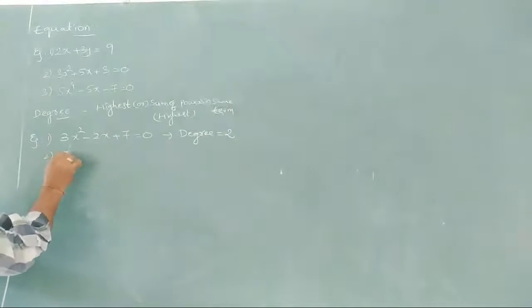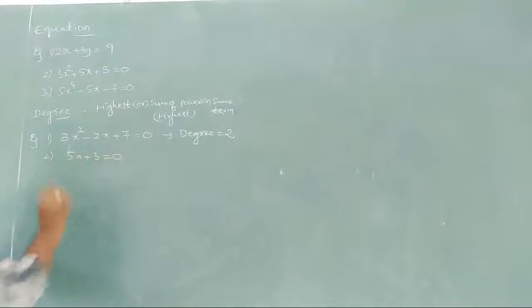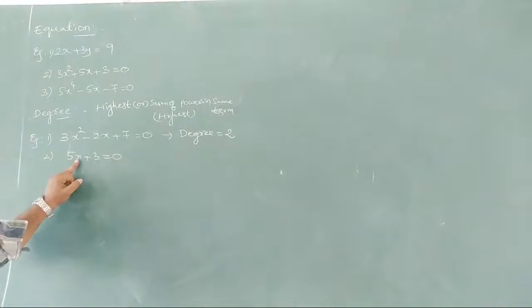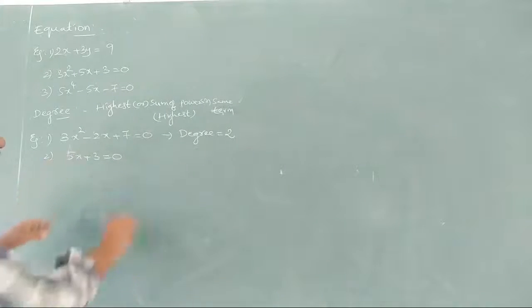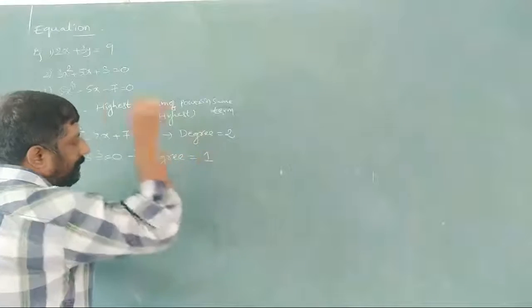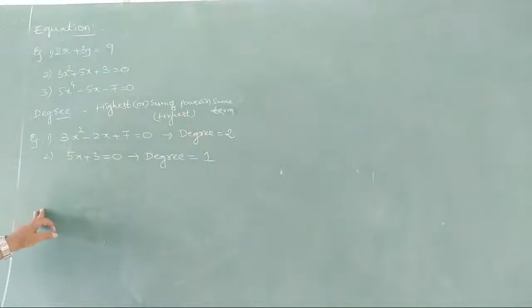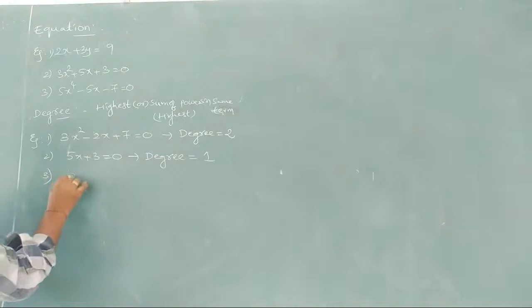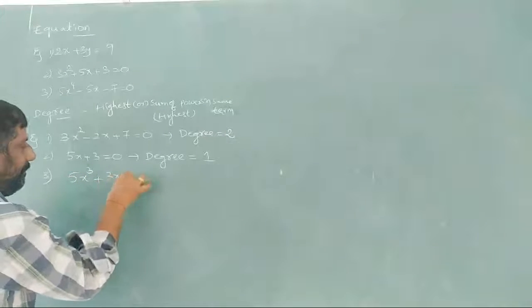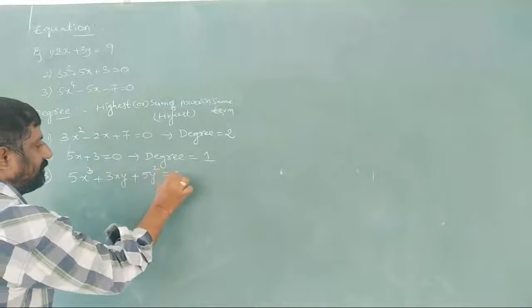Example number 2, 5x plus 3 is equal to 0. Here only 1 we have here, x. Okay, x we have here. So x power 1 we have. So that is nothing but degree is nothing but 1 we can write here. Let me take third example here. 5x cube plus 3xy plus 5y square is equal to 0.